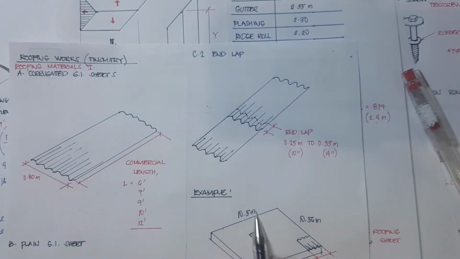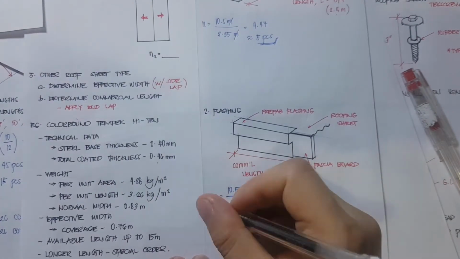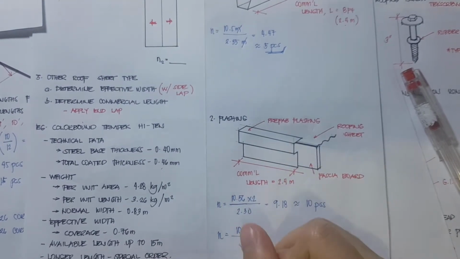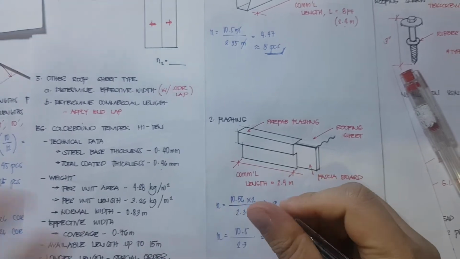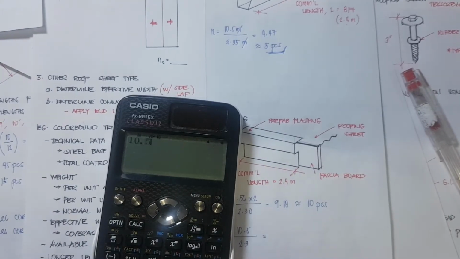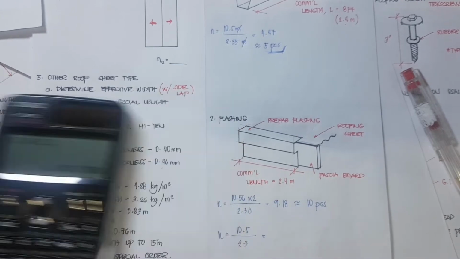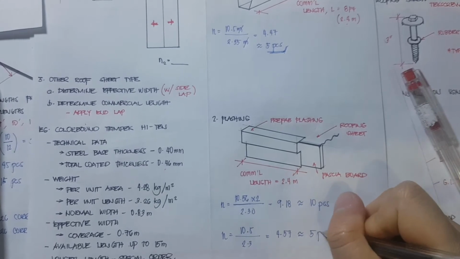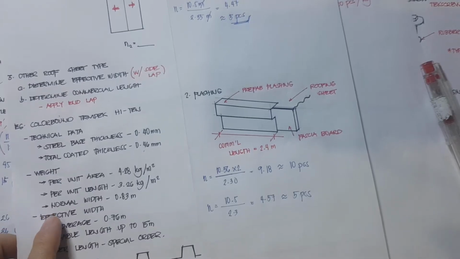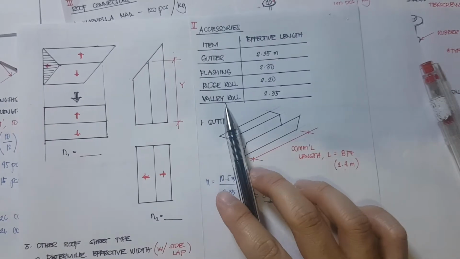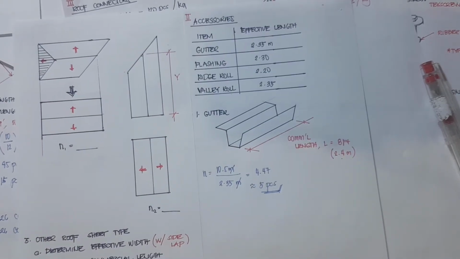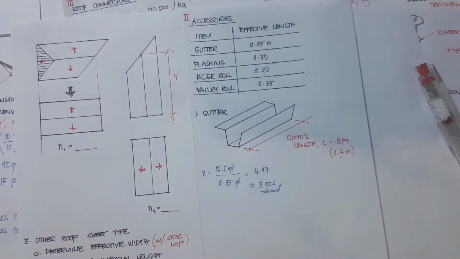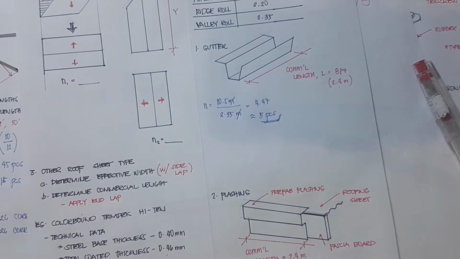Now for the 10.5, N is equivalent to 10.5 divided by 2.3, and that is equivalent to 4.57, which is 5 pieces. Okay? For the ridge roll, for the valley roll, they have the same computation. Just get the total length divided by the effective length, then you will have your number of pieces.